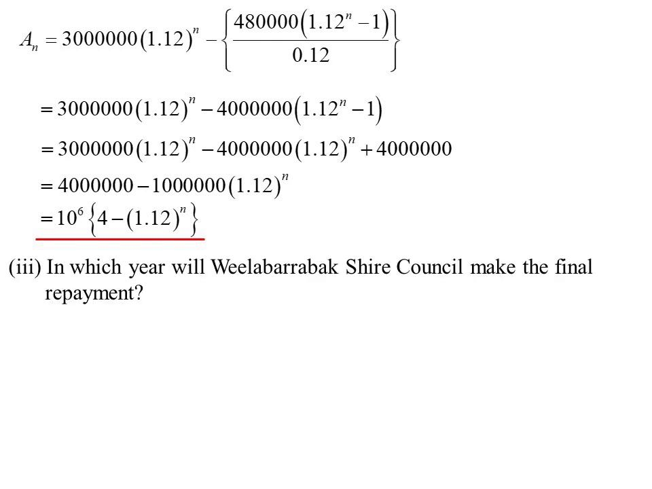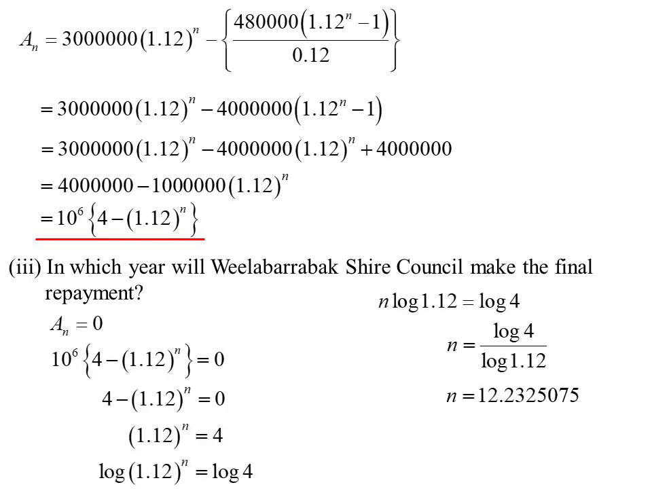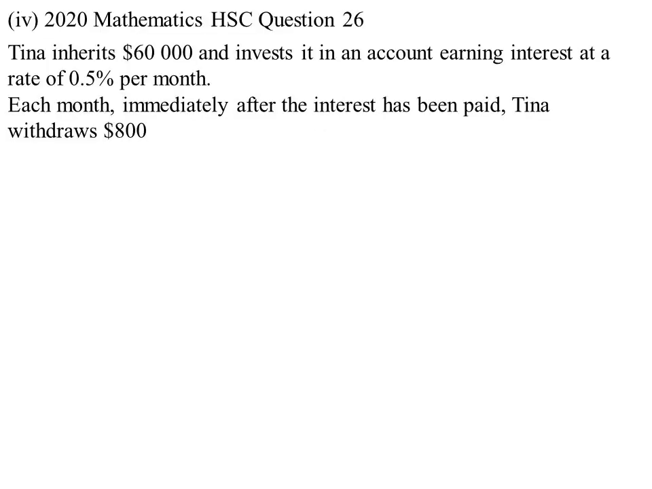In which year will they make this final repayment then? Alright, so when is amount An equal to 0 is basically what they're saying. Solving that, log both sides, there it is. That'll be the 13th repayment, and that'll be at the end of 2017. Okay, I went a little bit more recent.